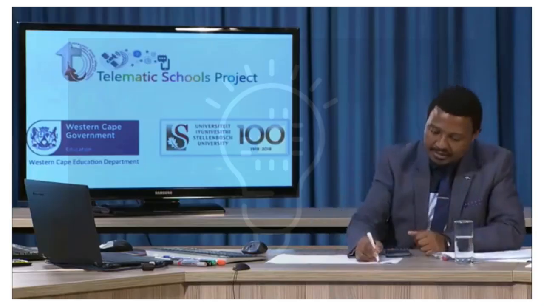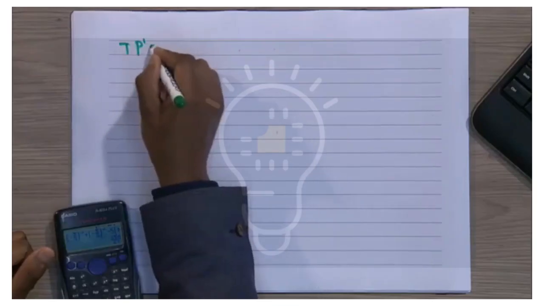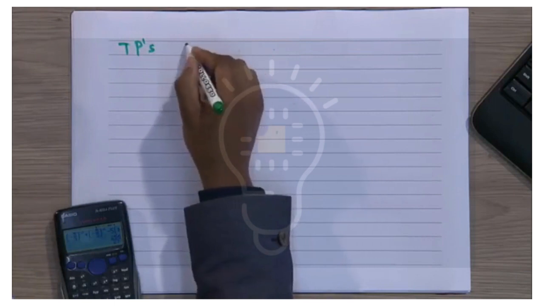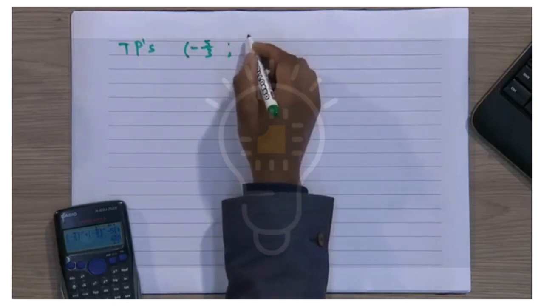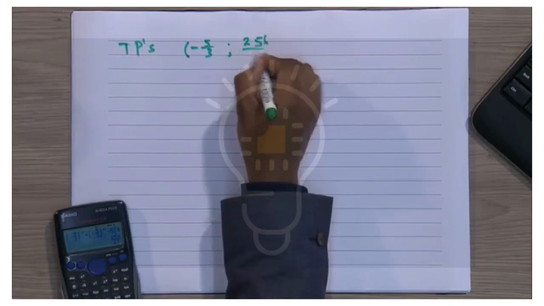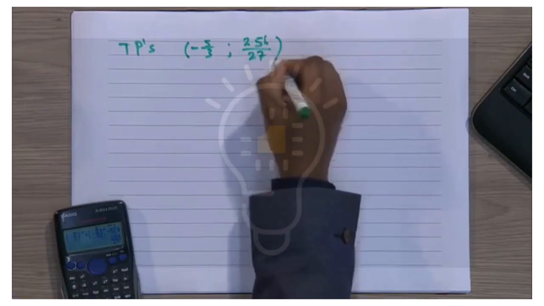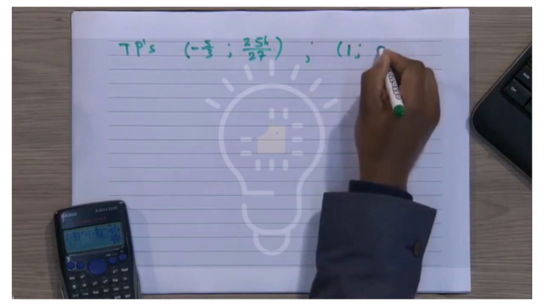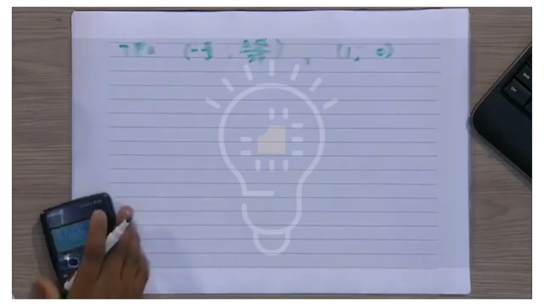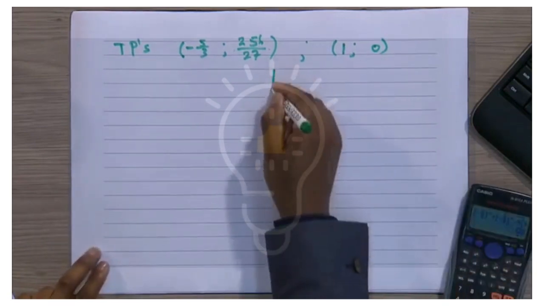So that means our coordinates for our turning points: when x, the smallest one, was minus 5 over 3, then our corresponding y is 256 over 27. And again, when x is 1, then the corresponding y is 0. The next thing now, we can just draw our graph.